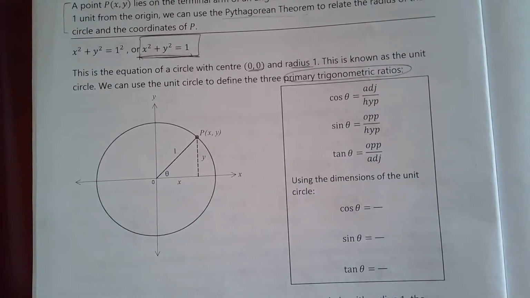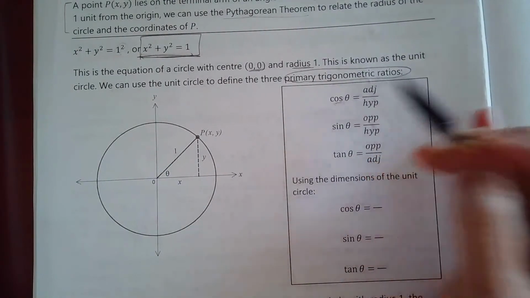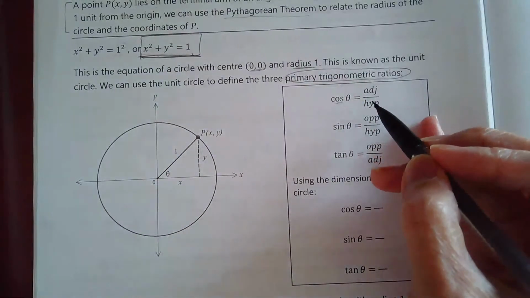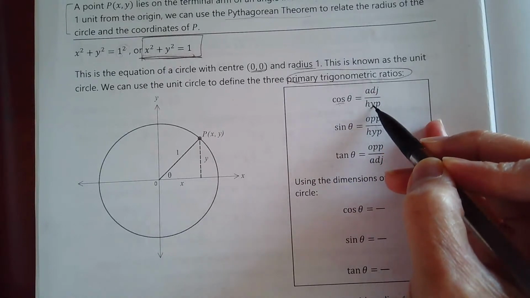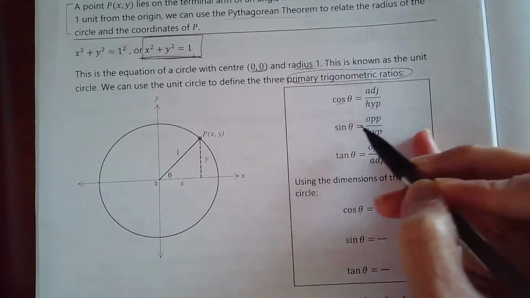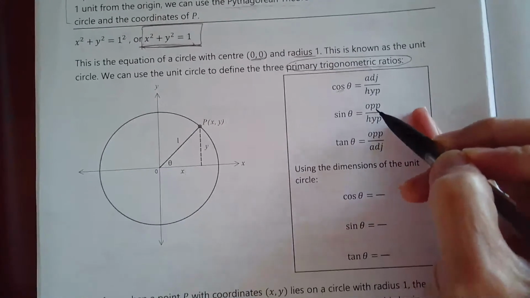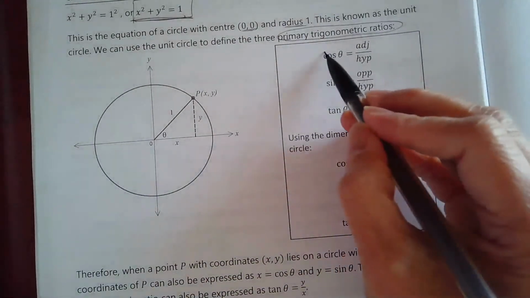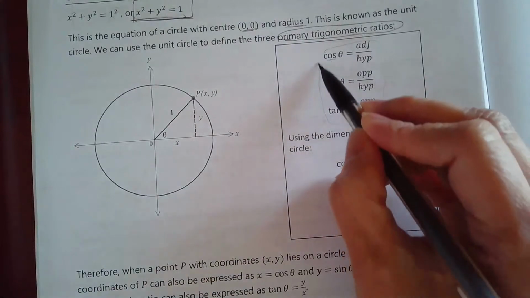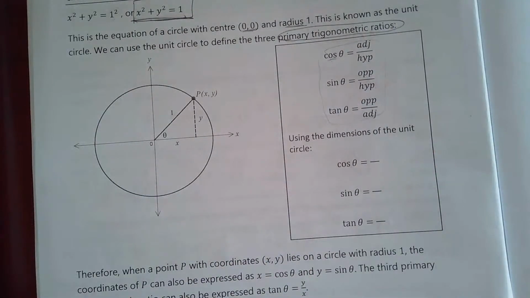So it's saying here that we know the cosine, it's SOHCAHTOA. Cosine is adjacent over hypotenuse, adjacent divided by hypotenuse. Sine is opposite over hypotenuse, and then tangent is opposite over adjacent. So if this is what we learned before, how can we use these formulas for the dimensions of the unit circle?